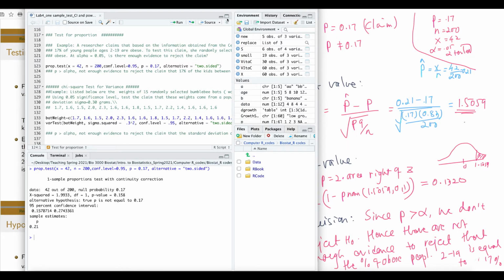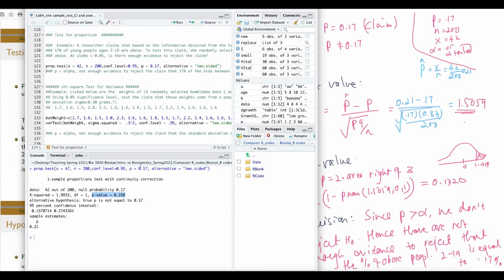Let us see that. You see that the sample estimate, meaning the sample proportion, is 0.21. That's what we got here. The null hypothesis is 0.17. You don't have to worry about that. Look at the p-value. The p-value is 0.158.